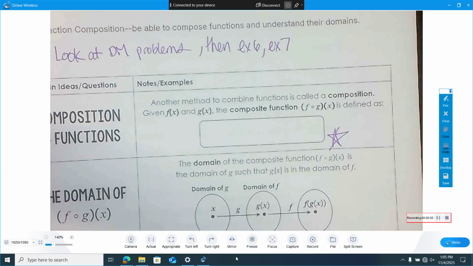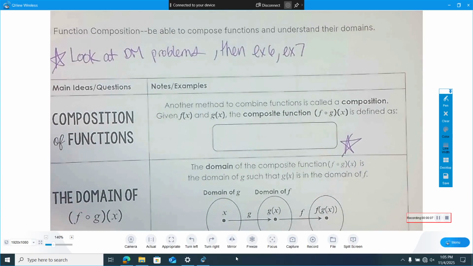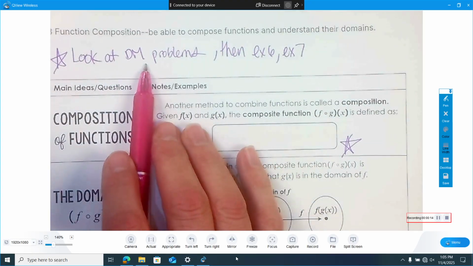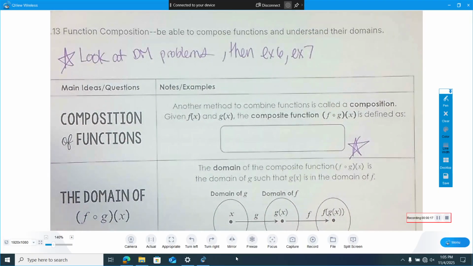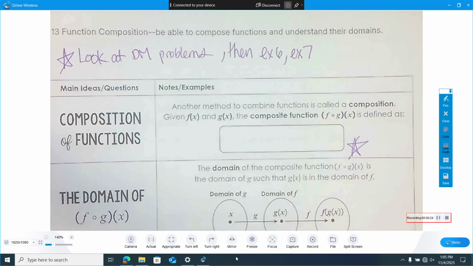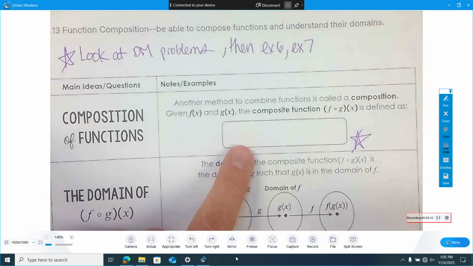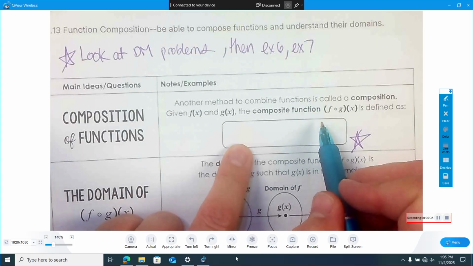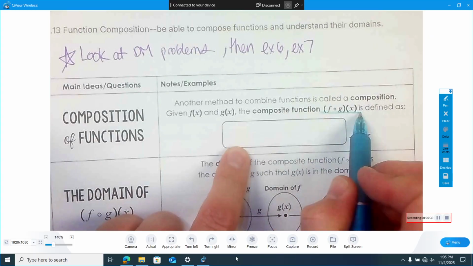We are talking about compositions of functions today, and I'm going to show you a few that we're going to be on Delta Math in just a second. So a composition of functions is where we take a function and plug a whole function into another function. And so we have some notation, and this is the notation that they use now.